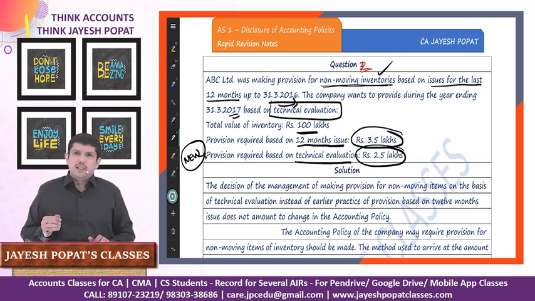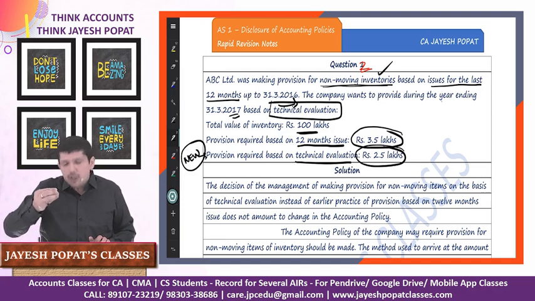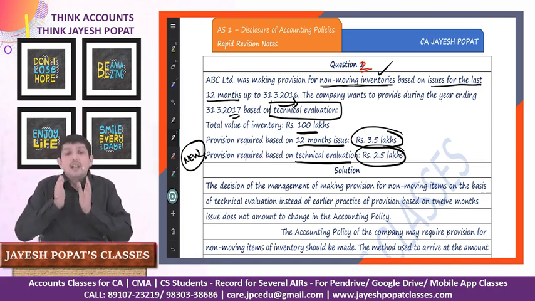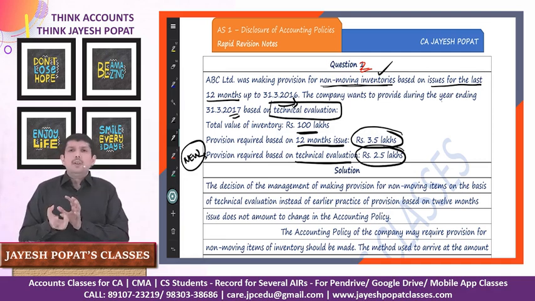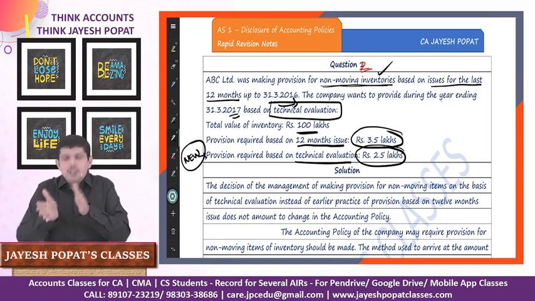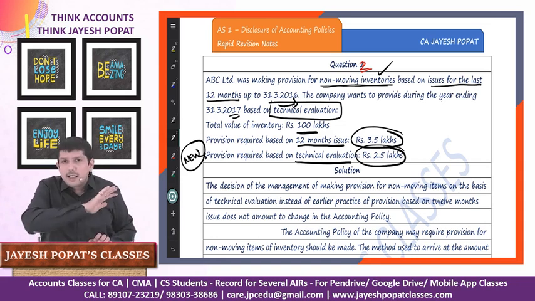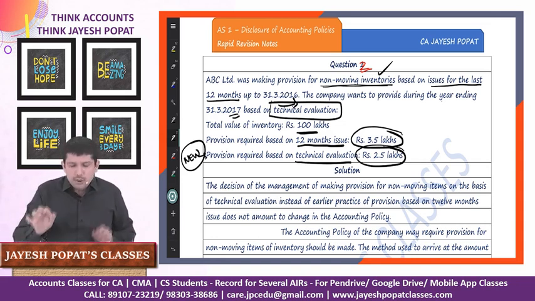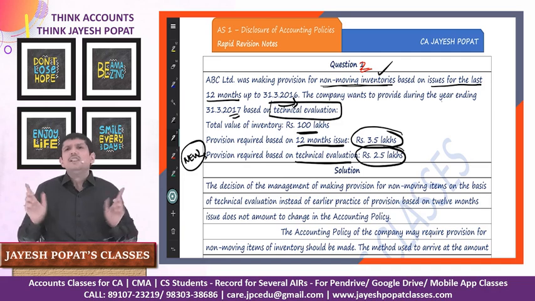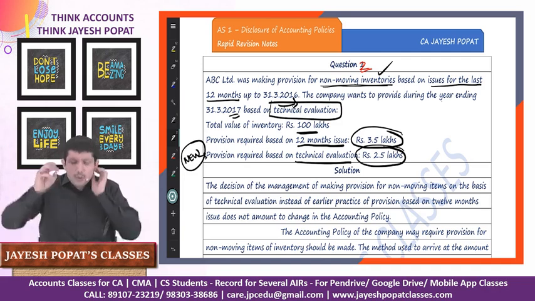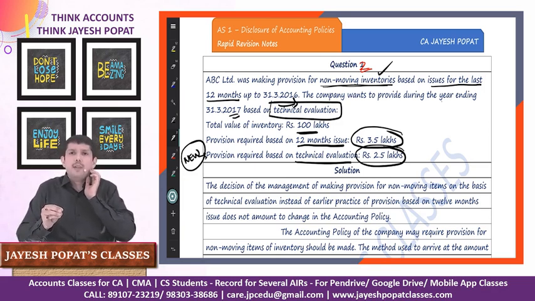Based on the facts of the case, the accounting policy is that the management makes a provision for non-moving or slow-moving items. That is your accounting policy. Now, how you calculate the amount of provision is basically the method which you are using, and that cannot be stated as your accounting policy. So in this case, there is no change in accounting policy. Your policy is that you have to make provisions for the non-moving item.